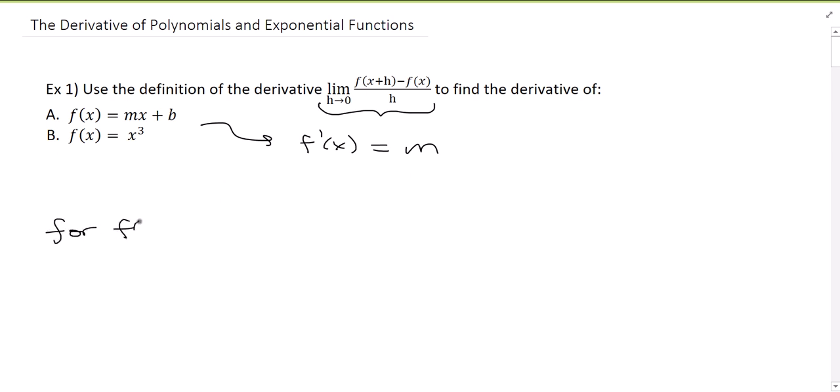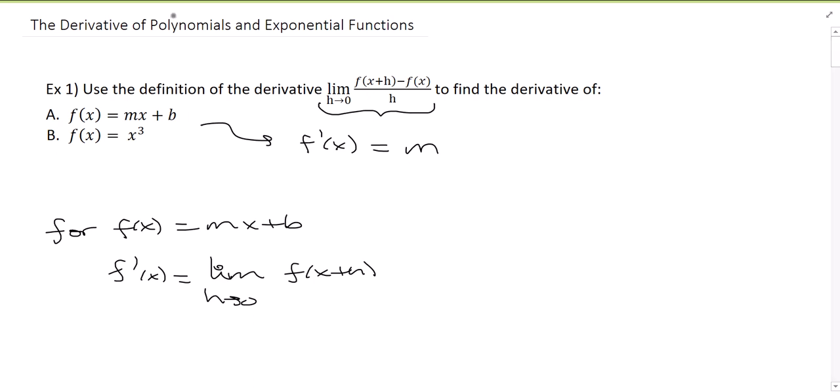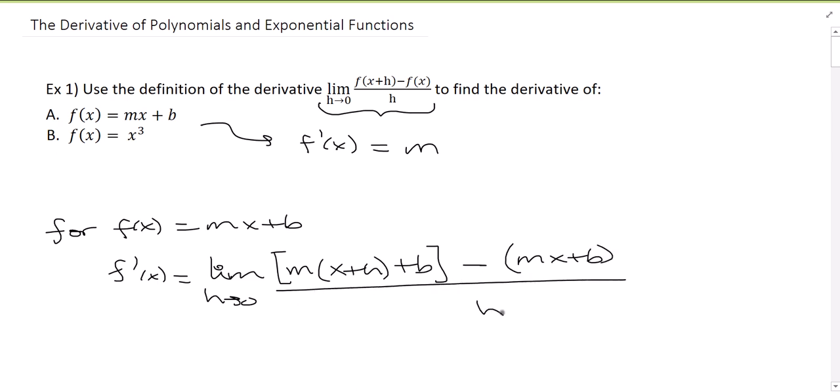So for f of x equal to mx plus b, f prime of x will be, using our definition, if you're asked to use the definition of the derivative, that's what you need to use. So limit as h goes to 0 of f of x plus h minus f of x all over h. So let me put it already in the function. So m times x, but in place of x, we're going to put in x plus h, plus b. So this is my f of x plus h, minus f of x. F of x is mx plus b. The whole thing divided by h.